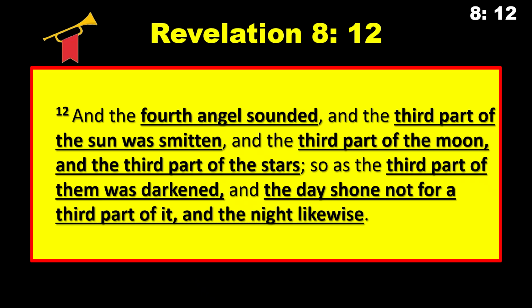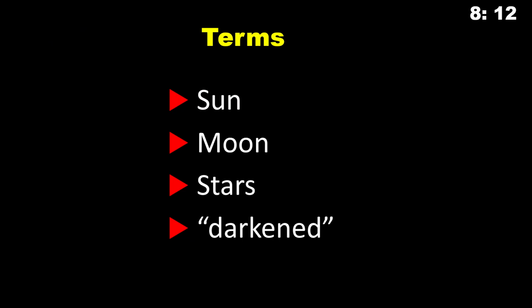Chapter 8, verse 12, quote, "And the fourth angel sounded, and the third part of the sun was smitten, and the third part of the moon, and the third part of the stars, so as the third part of them was darkened, and the day shone not for a third part of it, and the night likewise." We need to start by defining the prophetic terms of sun, moon, stars, and darkened, as in the third part of them are darkened.